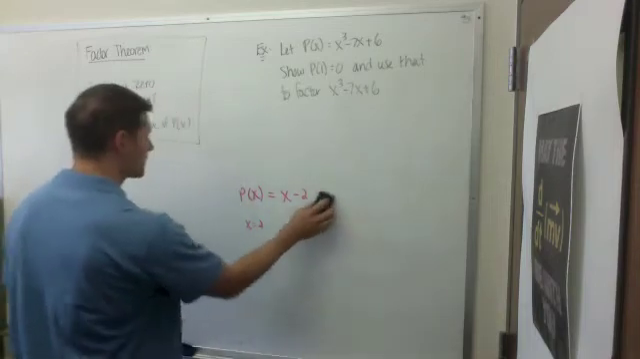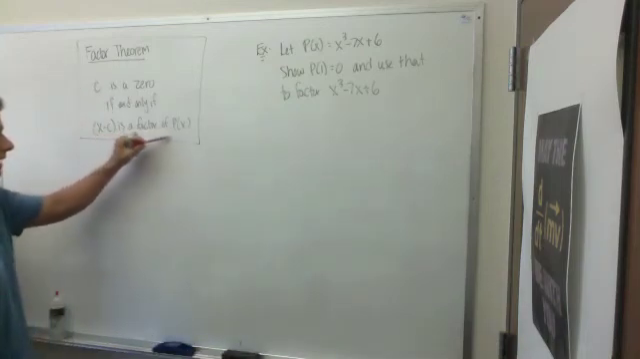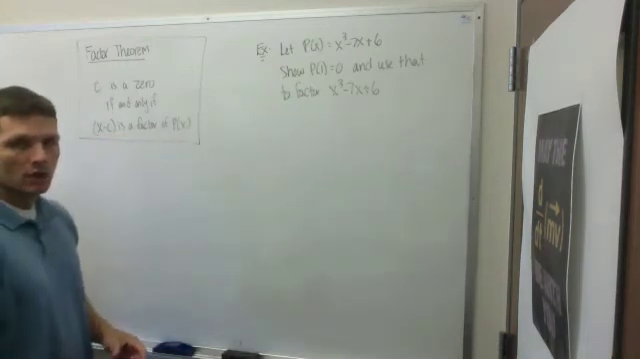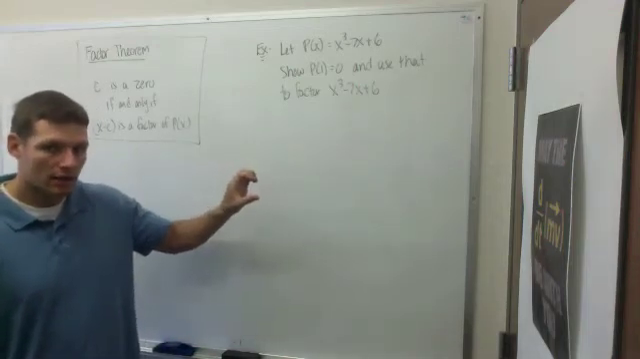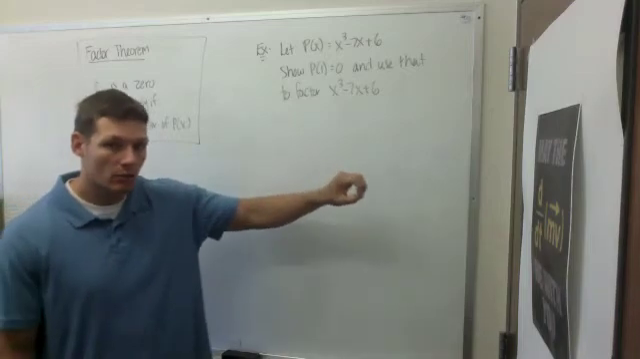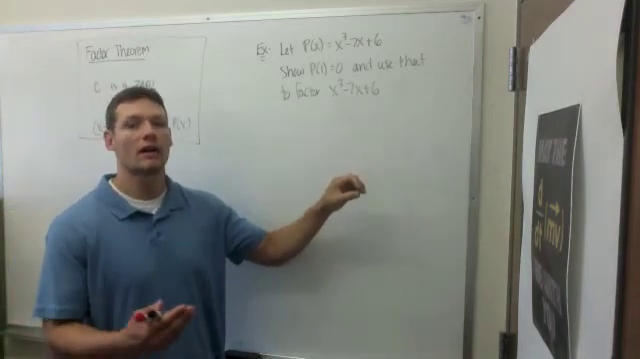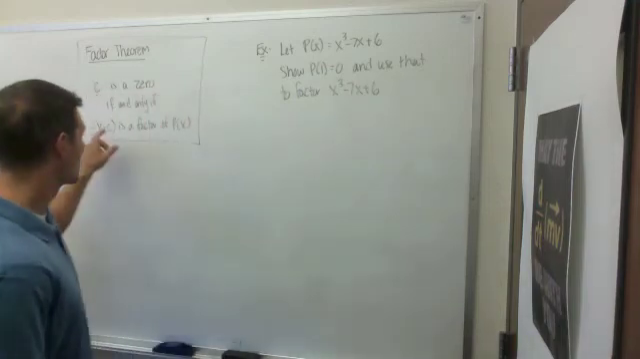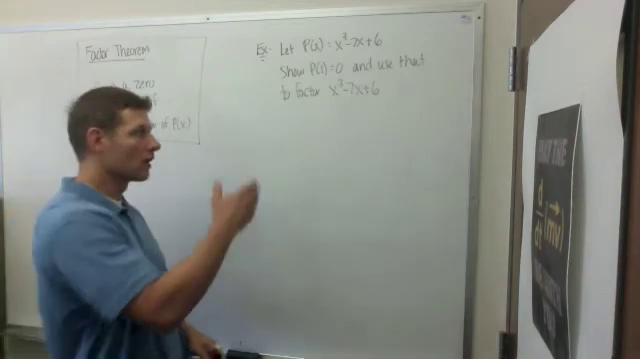Okay, c is a 0 if and only if x minus c is a factor of p of x. Now that should make sense, because we just looked at the remainder theorem. Now if we plug in c, okay, and we get 0 remainder, that means it went in perfectly, right? It divided in perfectly. And if it divides in perfectly, then that means x minus c should be a factor of it, okay? So let's understand that here.